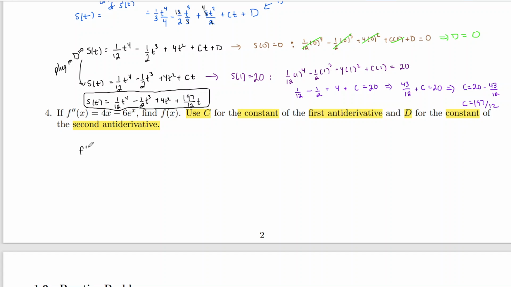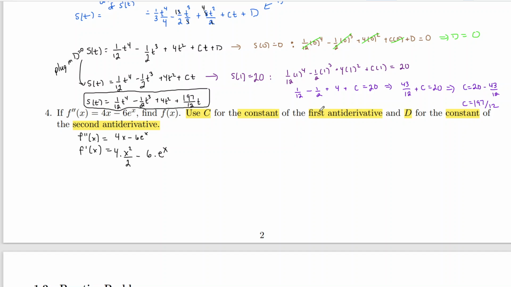Well, the first antiderivative would be f prime of x, because the first antiderivative of the second derivative, we just take off one derivative. And we want to do the antiderivative of each part. I'm going to go ahead and rewrite f prime prime of x right above it. So we got 4x minus 6e to the x. The antiderivative of 4x, well, we leave the 4 there. And the antiderivative of x, well, we add 1 to the power, we get x squared, and we divide by the new power of 2. Minus 6, and what's the antiderivative of e to the x? That is itself. Pretty much the best and easiest derivative and antiderivative rule.